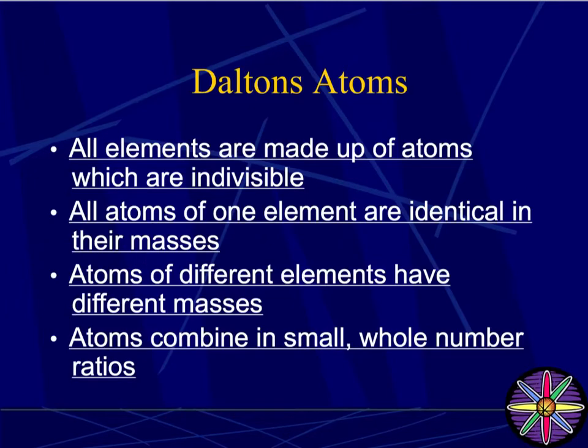So first one, all elements are made up of atoms which are indivisible. That means you can't divide them. All atoms of one element are identical in their masses, so every atom of oxygen would have the same mass. The third one says that atoms of different elements have different masses. All right, so if it's oxygen, it's going to be different from nitrogen. And the fourth one says that atoms combine in small whole number ratios, like 2 to 1, or 3 of these and 2 of these.